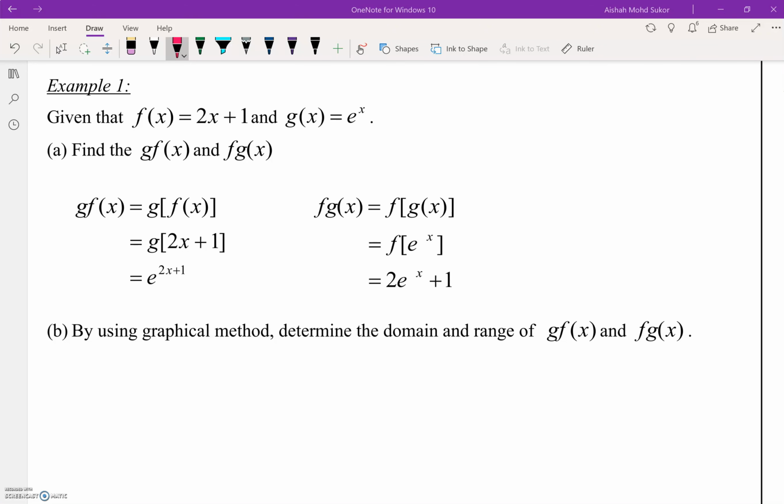Now we are going to discuss the questions that involve exponential and ln functions. Look at example 1. Given f(x) and g(x), we need to find g(f(x)) and f(g(x)). First, to find g(f(x)), we need to substitute the f function into the g function. To find f(g(x)), we need to substitute the g function into the f function.